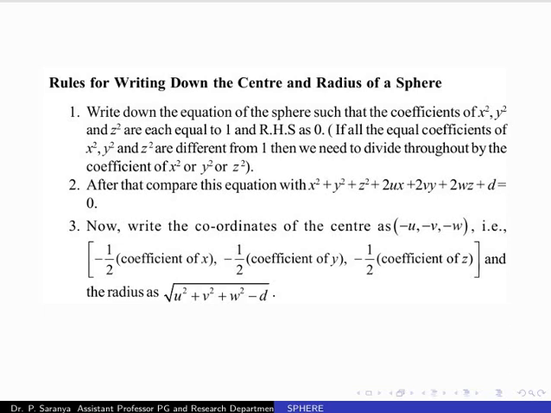Step 2. After that, compare this equation with x square plus y square plus z square plus 2ux plus 2vy plus 2wz plus d equal to 0. Third, now write the coordinates of the center as minus u, comma minus v, comma minus w. That is, minus 1 by 2 coefficient of x, comma minus 1 by 2 coefficient of y, comma minus 1 by 2 coefficient of z. And the radius is square root of u square plus v square plus w square minus d.